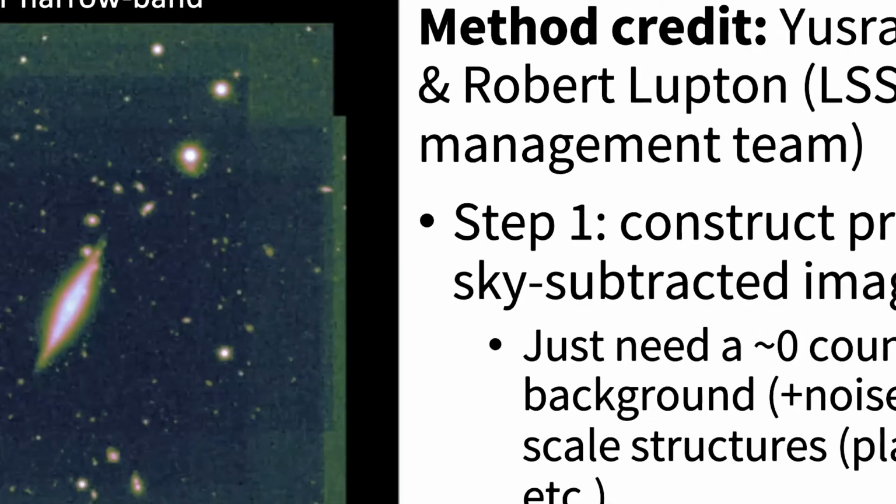So the basic method is actually pretty simple in concept. I believe it was Yusra and Robert at the DM team who originally came up with the idea. And I've just decided to try it out to see if it would work. What you do is you start off with a preliminary image coadd that's sky subtracted. You can see an example of that on the left here. All you need is an average zero count background without any kind of large scale residual structures. So no planes or cosmic ray hits or reflection donuts or anything like that.